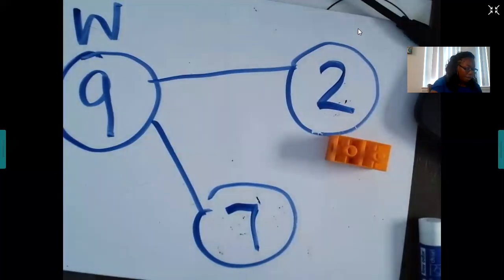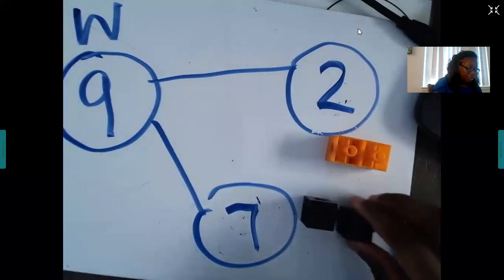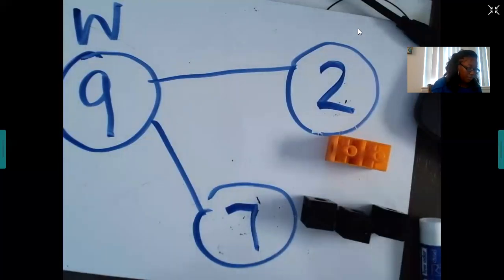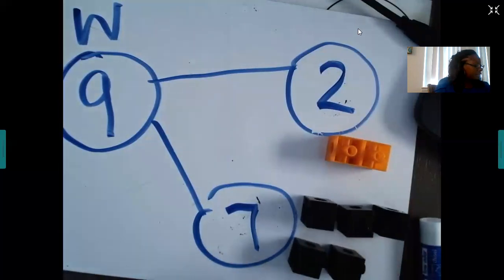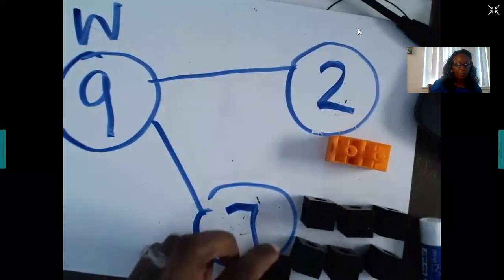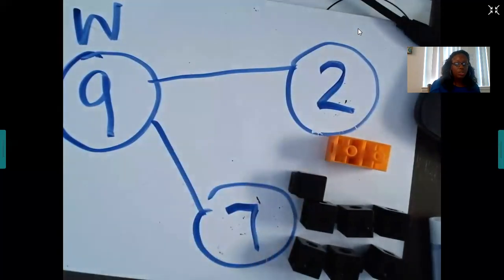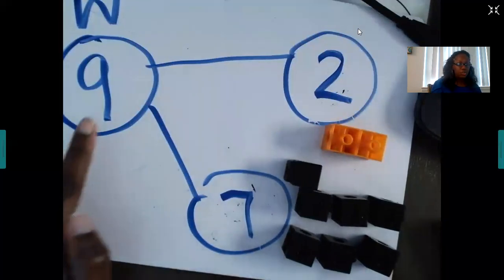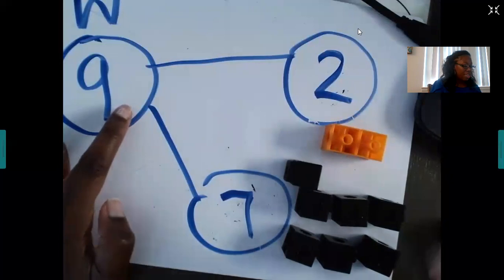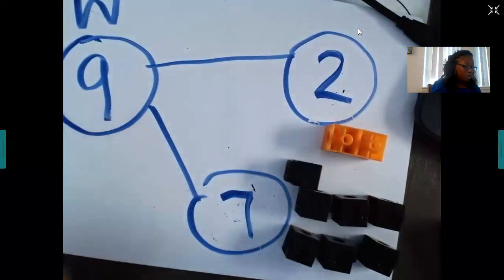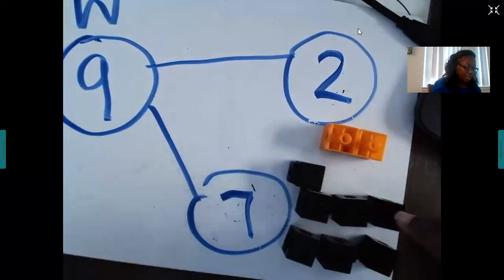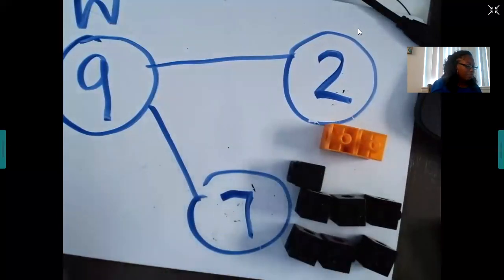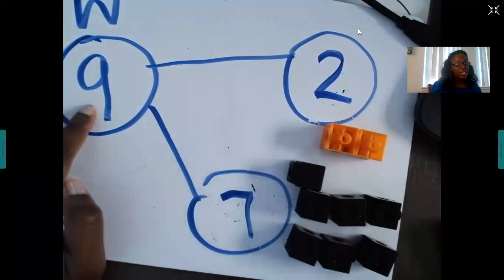So 1, 2, 3, 4, 5, 6, 7. So now I need to add up all my cubes to check my answer because remember, I'm looking to make sure that both my parts make my whole. 2 plus 7. 1, 2, 3, 4, 5, 6, 7, 8, 9. 9 is my whole, so I know I did it correctly.